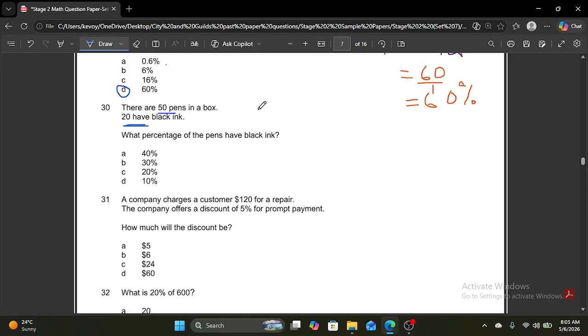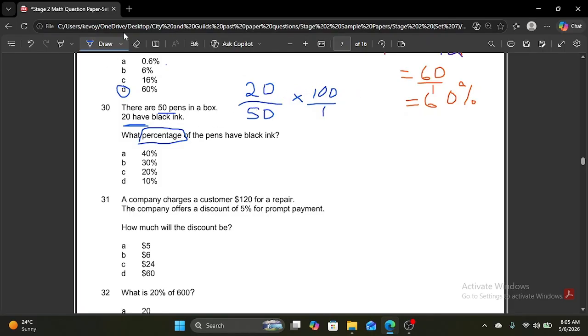So 50 pence, that's a total, and you have 20 black pence. So out of the 50, we're looking at 20 pence. Now it asks us what is the percentage. Percentage is out of 100, so we just multiply by 100. Multiplying by 100 means that we're going to have 100 over 1, and 100 over 1 is the same thing as 100.